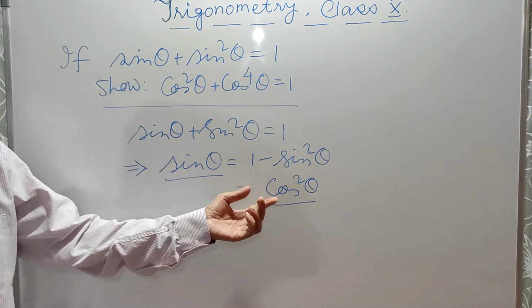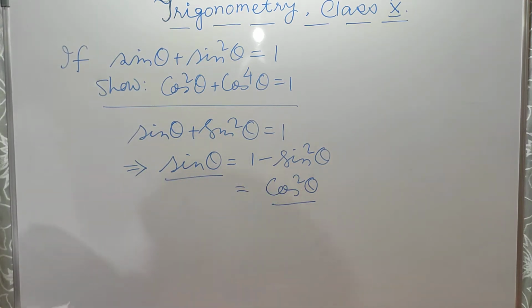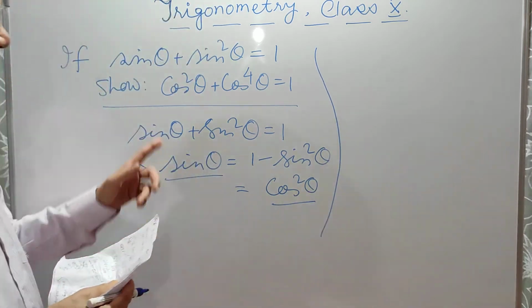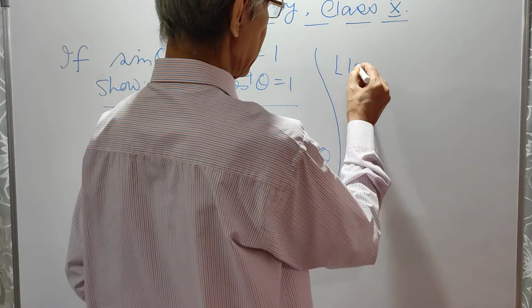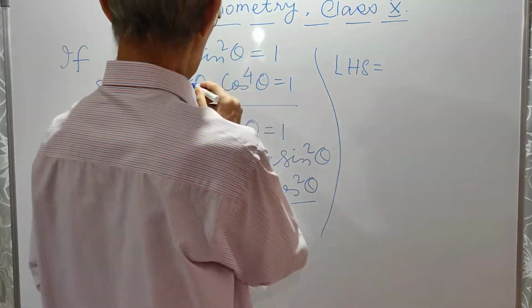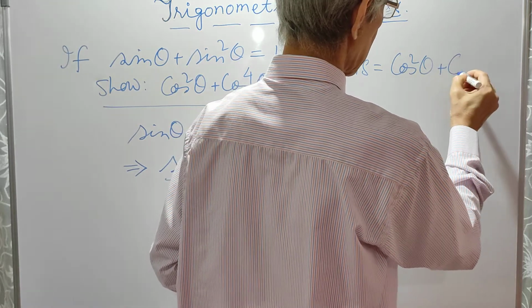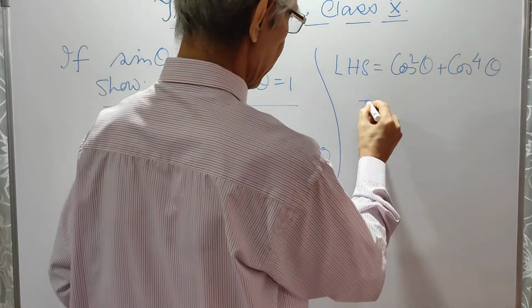Okay, so finally what we have got? Sine theta equal to cos square theta. Now we want to show this one. So let us do the left hand side. Left hand side equal to what? Cos square theta plus cos 4 theta.